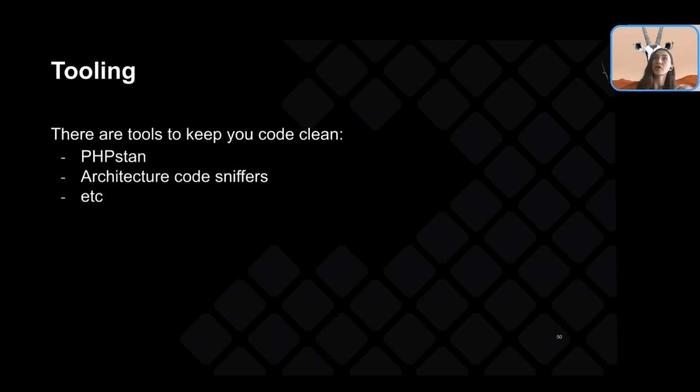Tooling. Out of the box, we have already PHPStan, Architecture Code Sniffer, and other stuff. So just check out what we have. And then if you see that that's not enough, just additionally install your static code checker or whatever you need to keep the code quality.